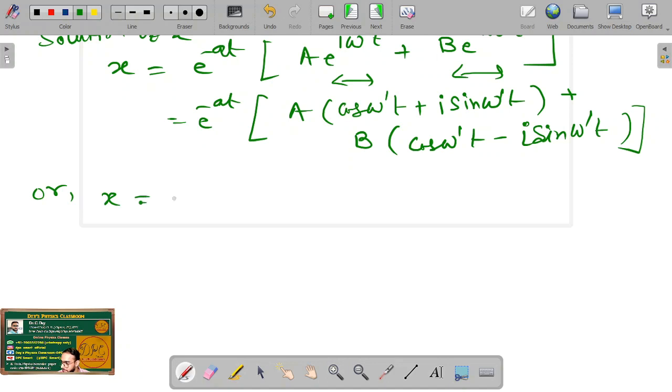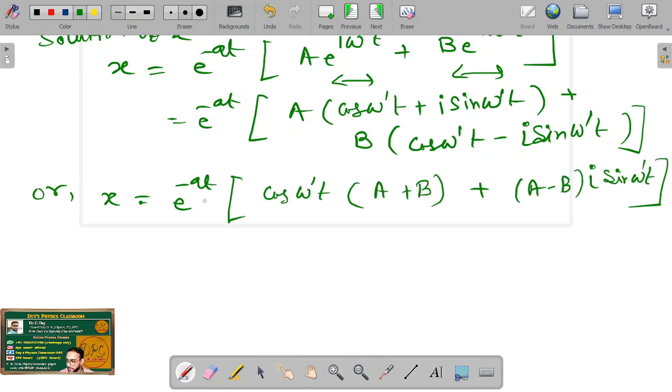or displacement x would be e to the power minus at. We take common cosine term and sine term separately. So we get finally x equals to e to the power minus at into a plus b into cosine of omega prime t plus a minus b into I sin omega prime t. Now we take a plus b as d sin phi. And similarly, a minus b into I, we take it as d cos phi.